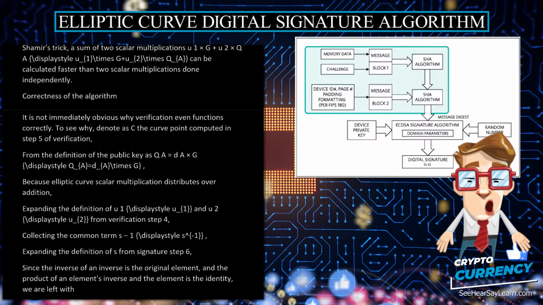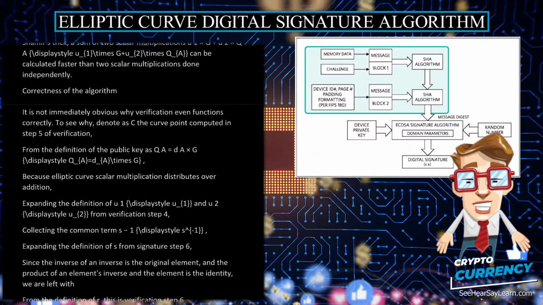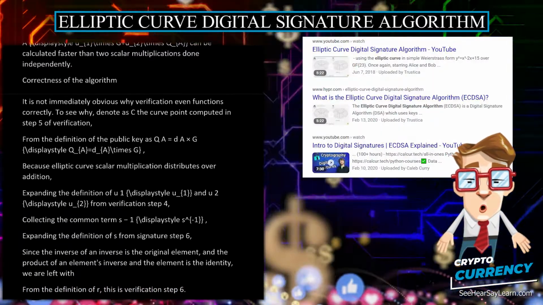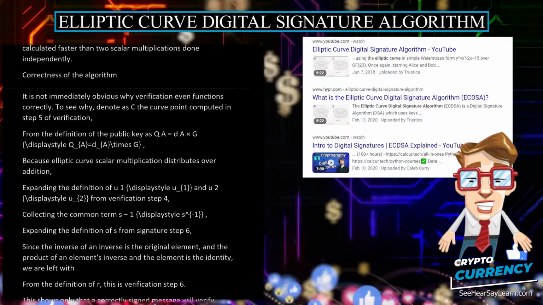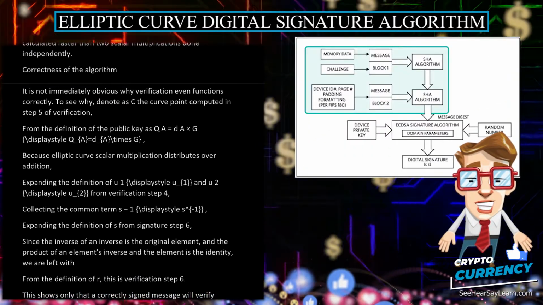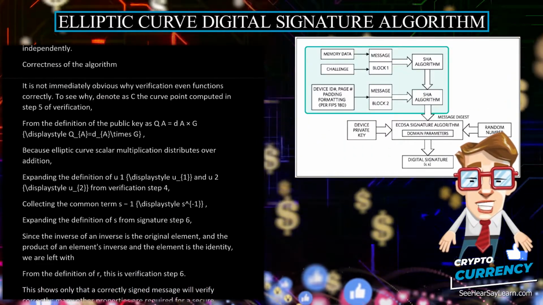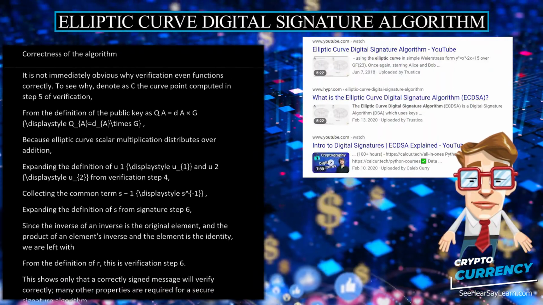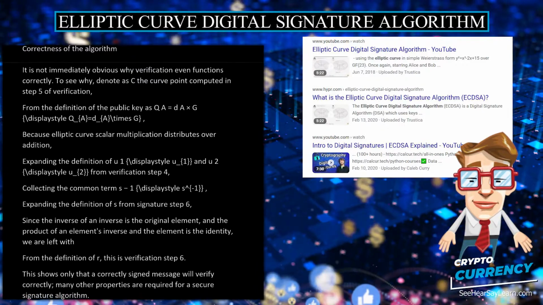Also, using Shamir's trick, a sum of two scalar multiplications, u1 times G plus u2 times Q_A, can be calculated faster than two scalar multiplications done independently.